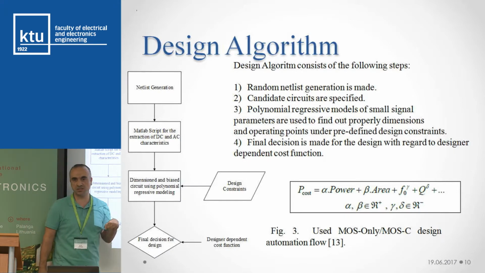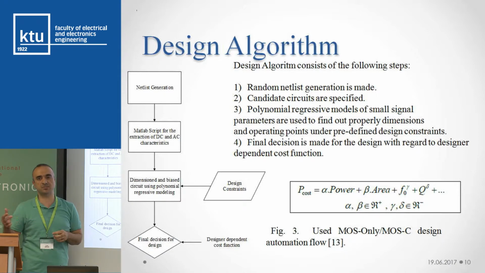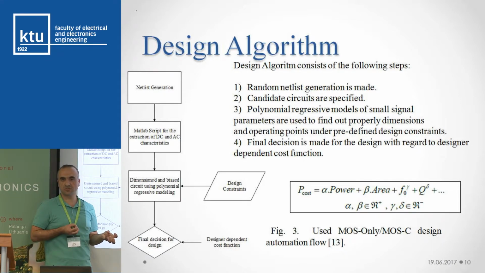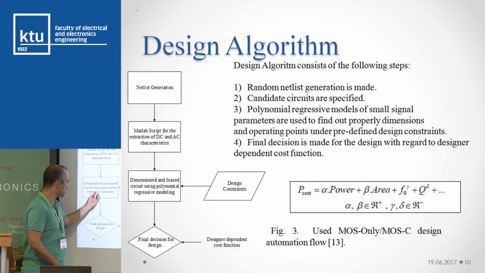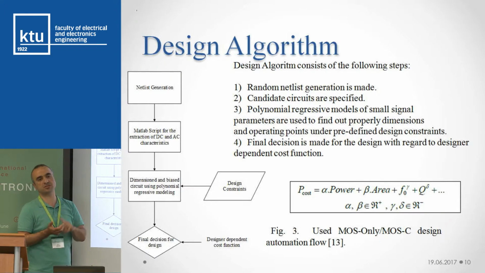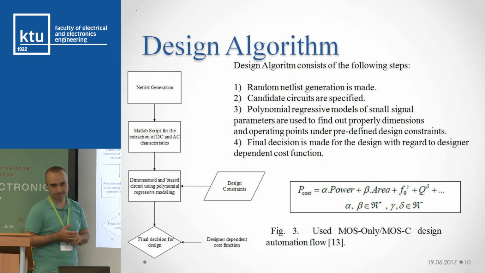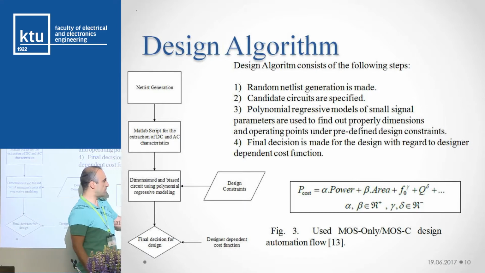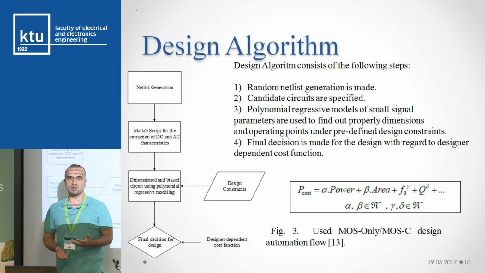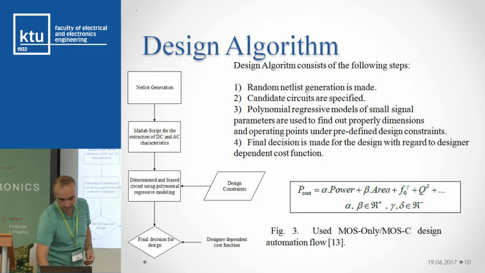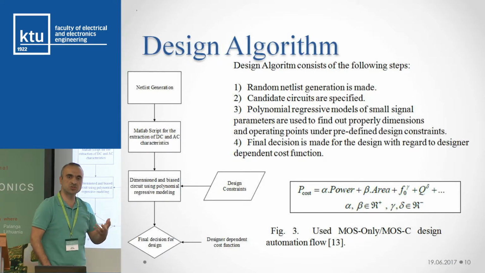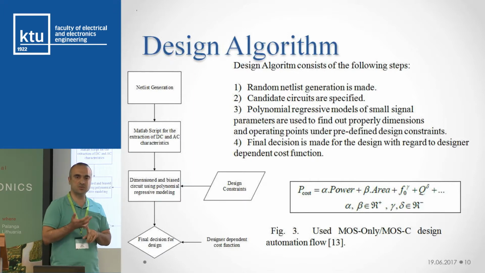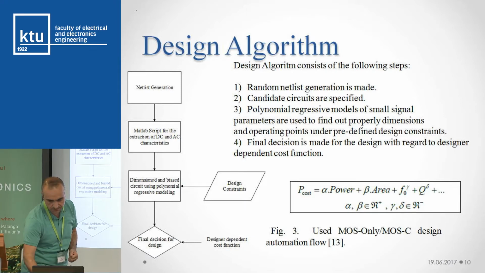After the netlist generation, I use another MATLAB script. This MATLAB script takes my inputs or the user specs and then generates the aspect ratios, the bias currents, and bias voltages. These are the user specs: power, area, center frequency, the Q value. And then the design automation tool generates all the physical quantities: the aspect ratios, bias voltages, bias currents.